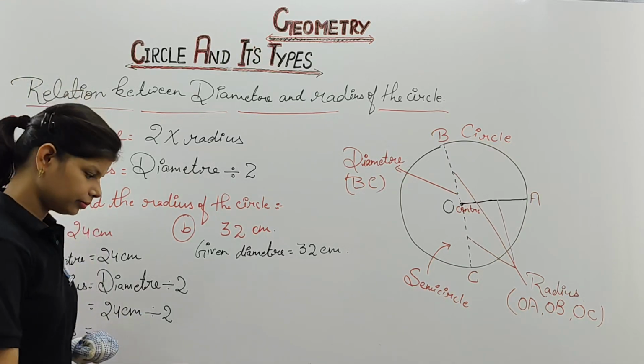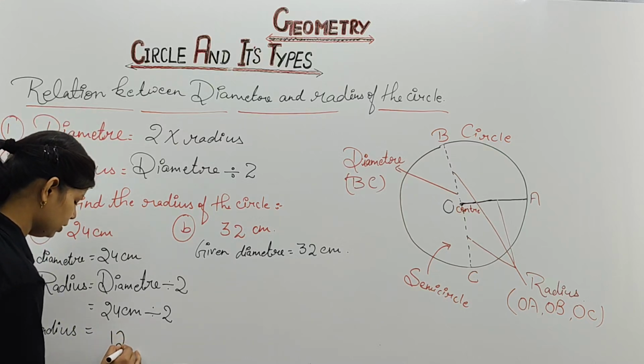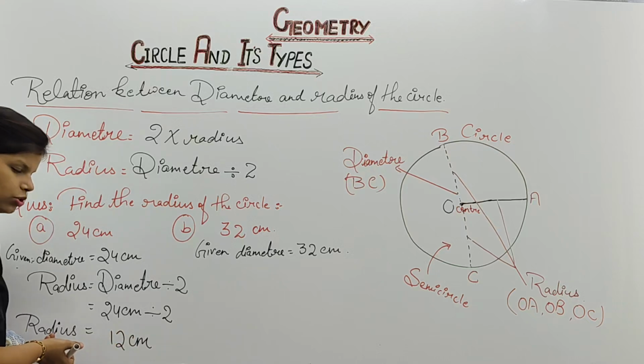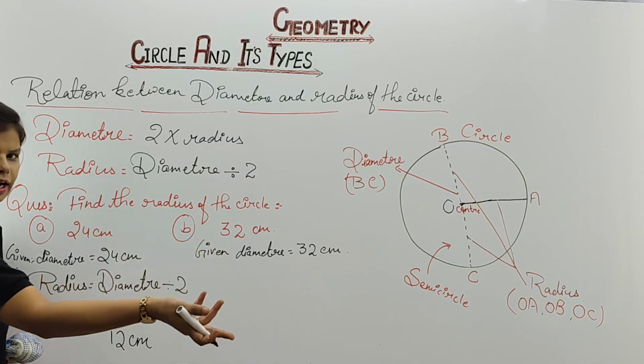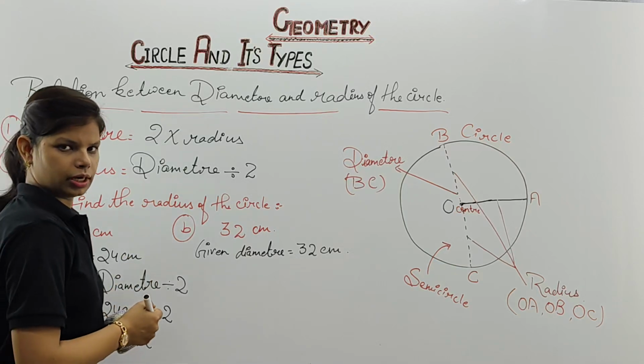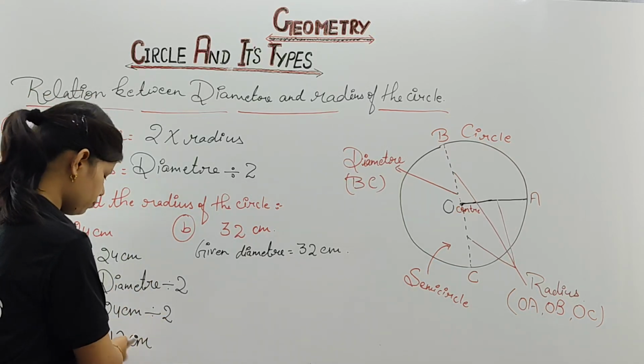Answer is? Good. 12 centimeter. So if your answer is 12, if your radius is 12, automatically your diameter will be twice of that one. That is vice versa of this formula which we have taught. Understood? So this will be your 12 centimeter.